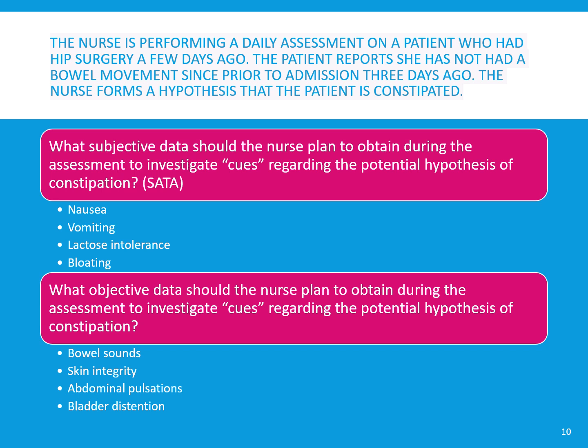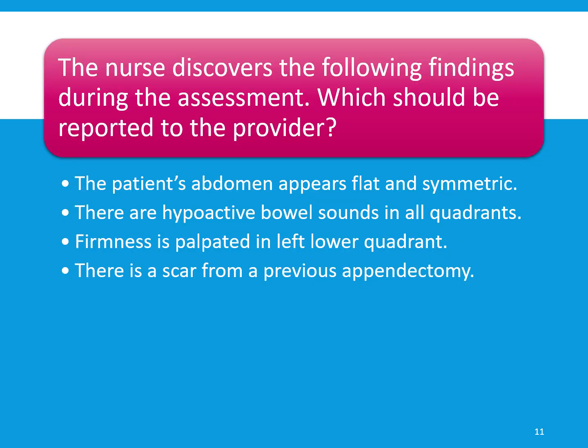So these are the things that we would look for with constipation: nausea, maybe vomiting. What objective data should the nurse plan to obtain during the assessment to investigate cues regarding the potential hypothesis of constipation? We can look at bowel sounds. We can look at bladder distension.